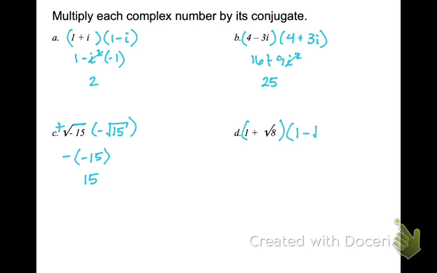1 minus the square root of 8. So that'd be 1 minus, well, the square root of 8 squared is, 64. No, it'd be the square root of 64, which would be 8. So my answer is negative 7. So we did conjugates with more than imaginary numbers.